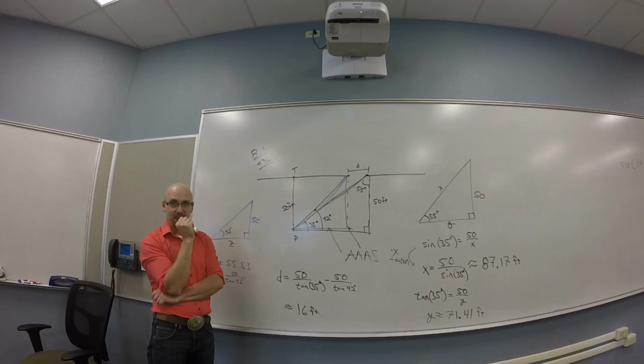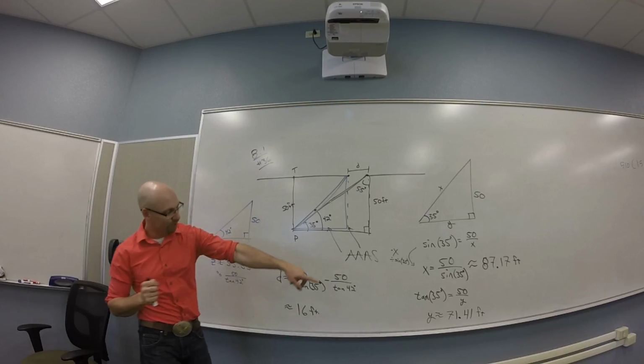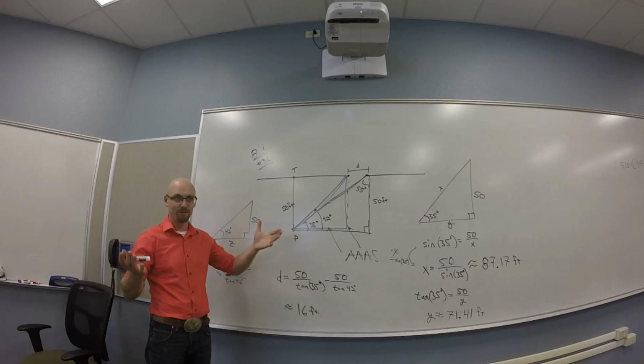Where are my units? Feet. Why? Because that's what it's like. That's not why. Did you subtract feet from feet? Good, because I subtracted some feet from some feet, and so of course I'm left with feet.